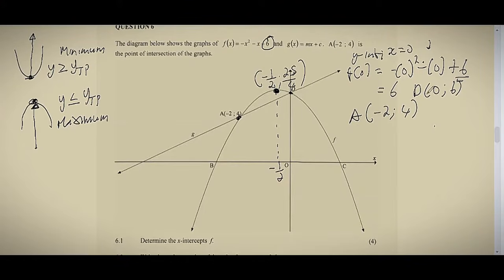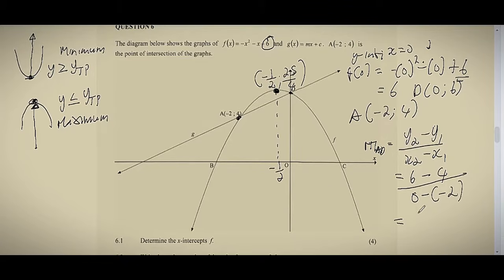This is all that we need in order to calculate the gradient. To calculate the gradient, we only need 2 sets of coordinates. So we'll say the gradient of AD is (y2 - y1) over (x2 - x1), right? So this would be 6 minus 4, and then 0 minus -2. 6 minus 4 is 2, and this is also 2, so this will give us 1, right?